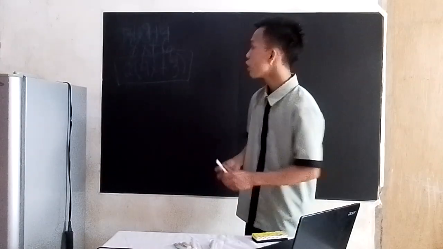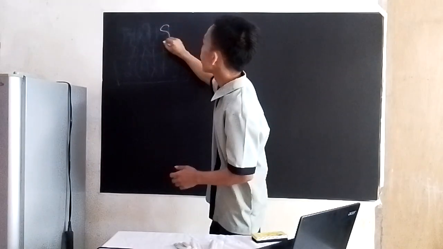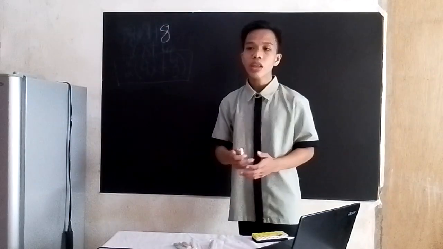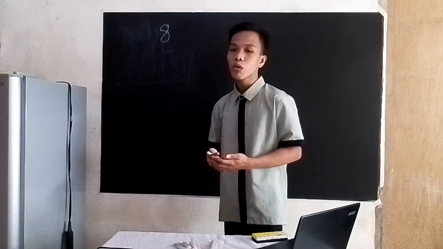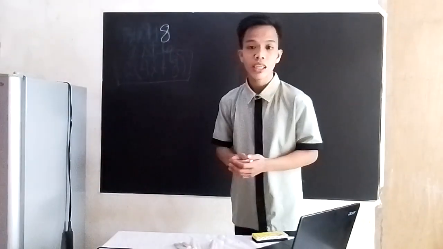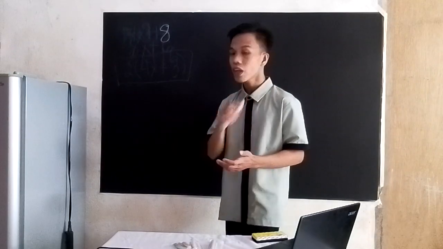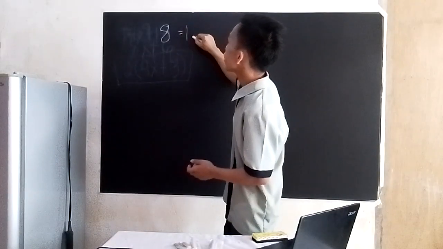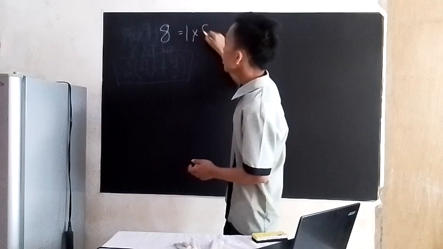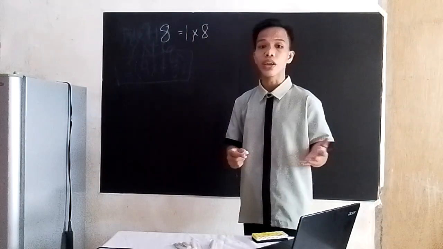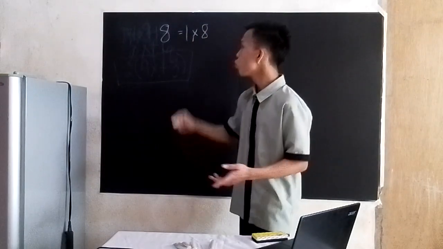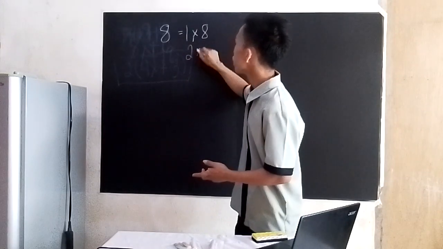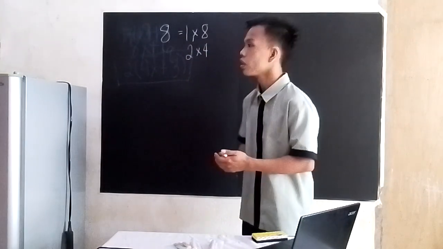For example, you have 8. What are the two numbers that when you multiply, the result is 8? That's right. The first one is 1 times 8. Another, 2 times 4. That's right.